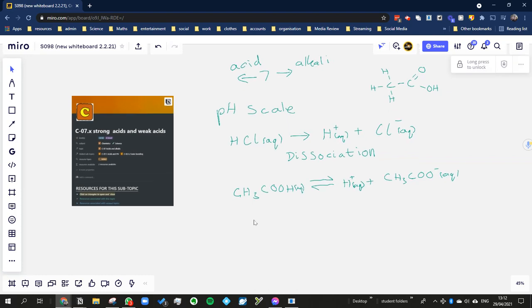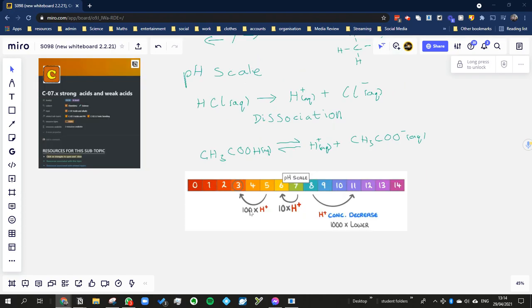Another thing to be clear about here is to not confuse strength, when we're talking about strong and weak acid, with concentration. Concentration is the amount of acid there is in a certain volume, usually the amount of moles per volume, and the strength is down to how much an acid dissociates. That's the strength of it, and the concentration is how many moles per volume of liquid there is.